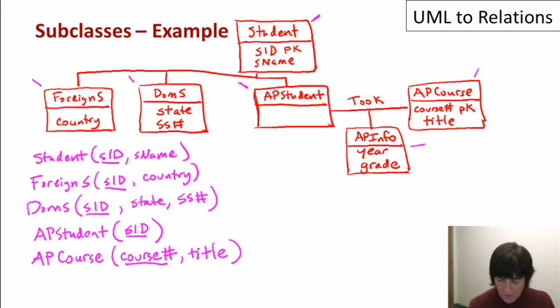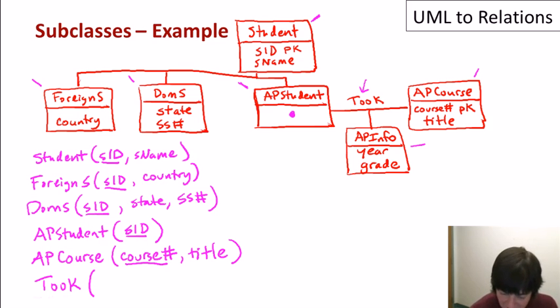And then finally we're going to have a relation for the fact that an AP student took classes. We had some multiplicities on that the first time, but neither of them were 0..1 or 1..1, so they're not going to be relevant in changing our design. So took is going to have the key from both sides.